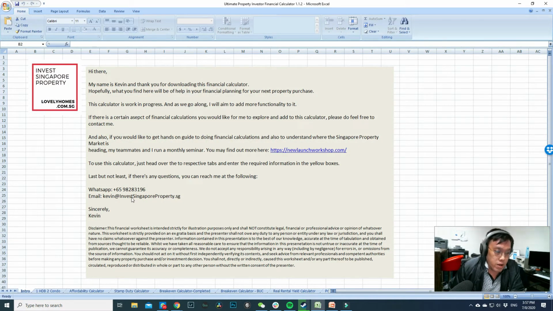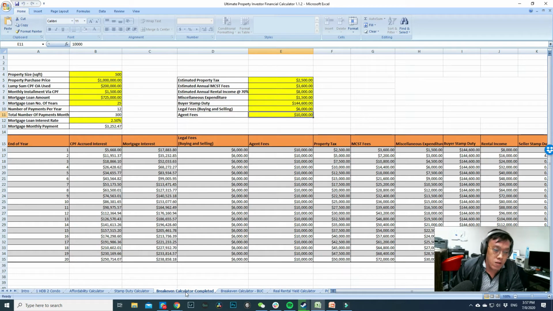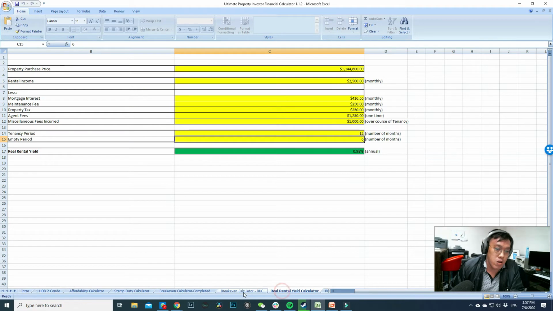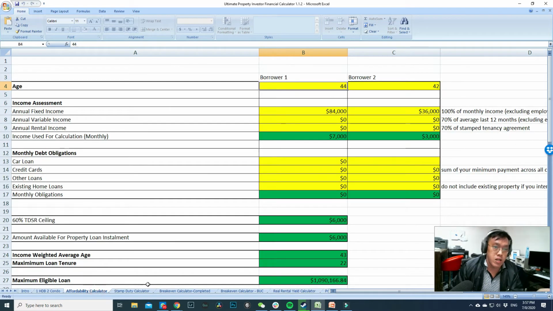If you are not aware, this is something that we came up with. If you look at the tabs below, there are a few different tabs for different purposes. You can use this to calculate your break-even if you buy a new launch, or if you buy a completed property. You can use it to calculate your rental yield, and so forth. For clients who want to check whether they can afford a certain property, we'll use this thing called the affordability calculator.